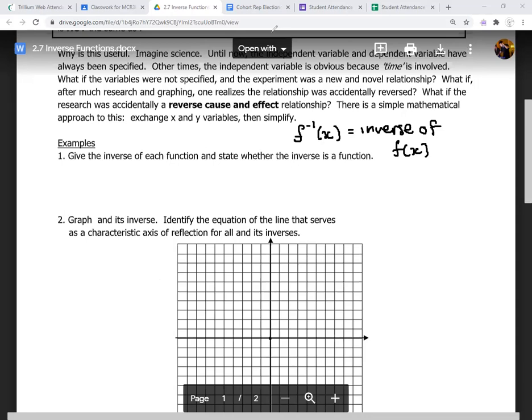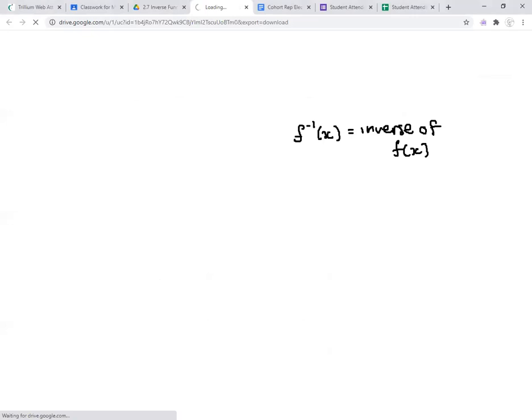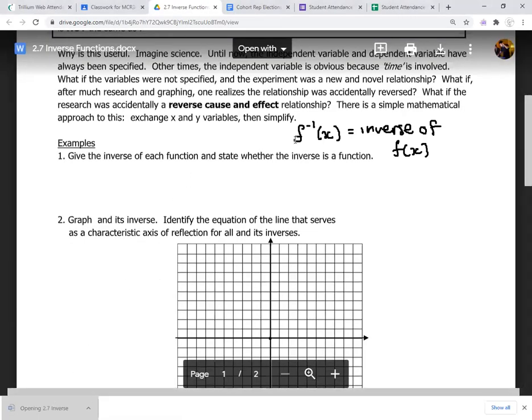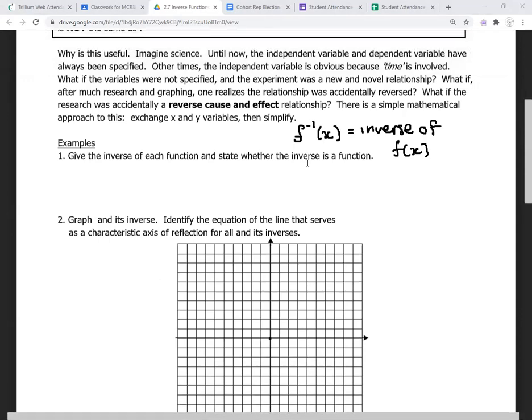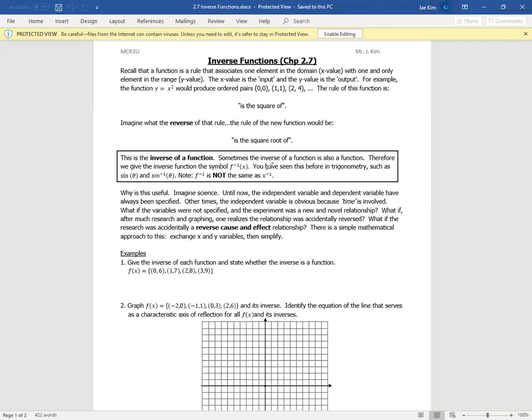Oh, I don't see the equations. Let me see. Do I have to download it after all? Oh, yeah. All right. Let me reshare my Word document instead. And here it is. Enable editing.